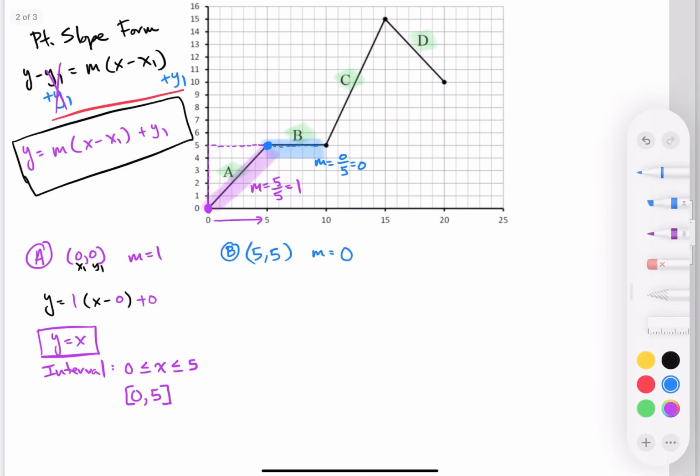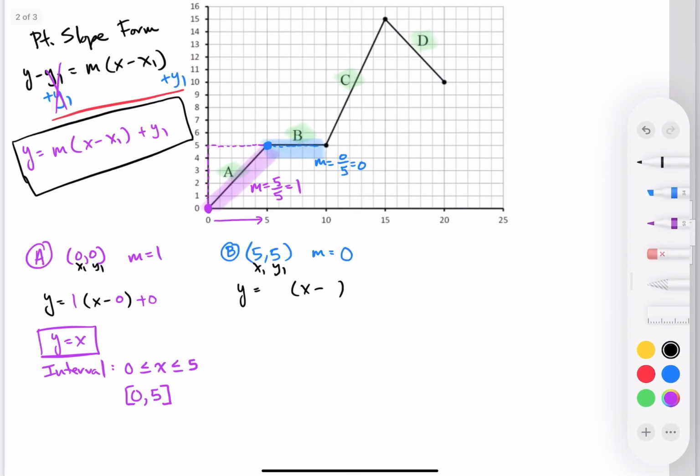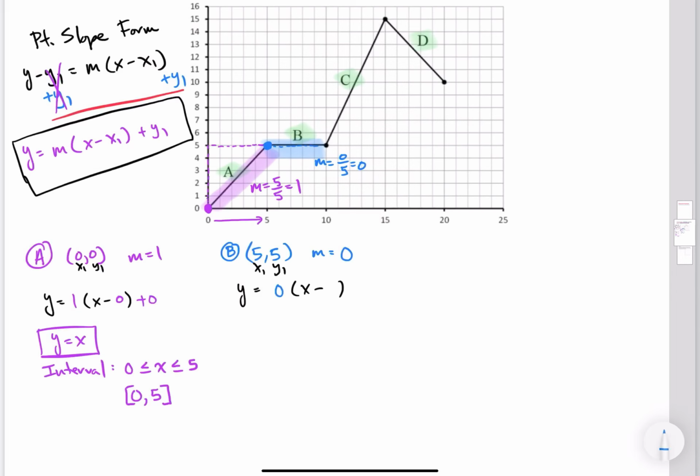We'll just substitute it all in. We have our x1 and our y1, and then we have our slope. So y is equal to our m times x minus x1, and then we're going to add in the y1. So our slope in this case is 0, our x1 is 5, and our y1 is also 5. Now, if we actually simplify this, well, 0 times x minus 5 is just 0, as 0 times anything is 0, and 0 plus 5 is 5. So in this case, y is equal to 5.